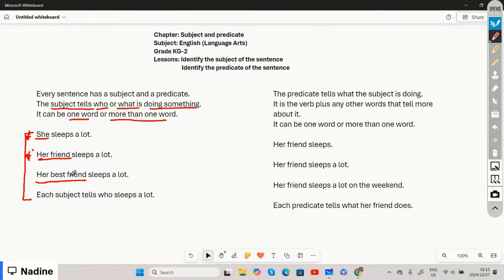Yes, her friend is correct. Well done. Because that tells us who is doing something. So her friend is doing something. So well done.